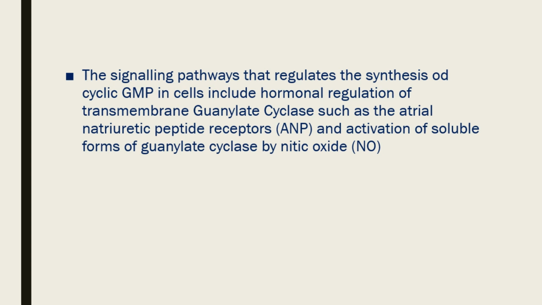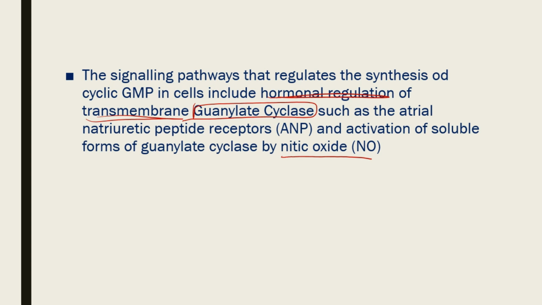Now we will talk about the cyclic GMP. So the signaling pathway that regulates the synthesis of cyclic GMP in cells includes the hormonal regulation of transmembrane guanylate cyclases such as atrial natriuretic peptide receptors, that is ANP, and the activation of the soluble forms of guanylate cyclase by nitric oxide.